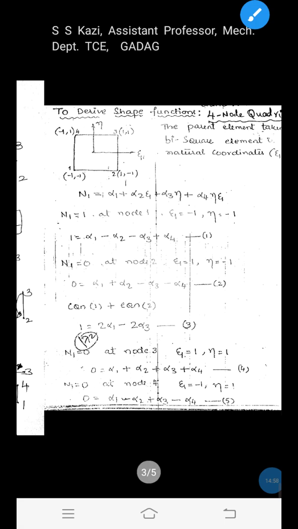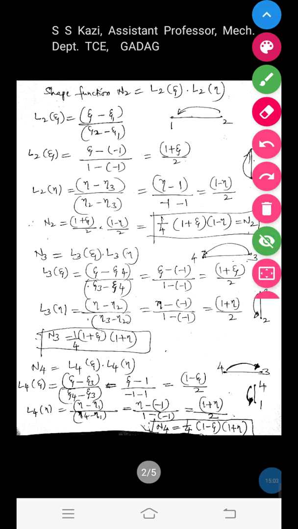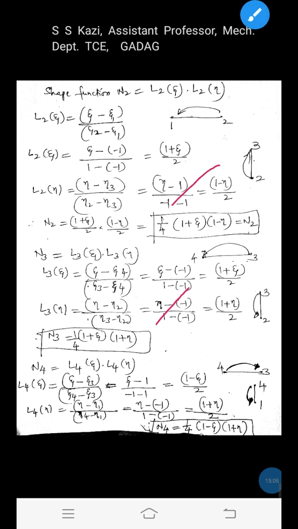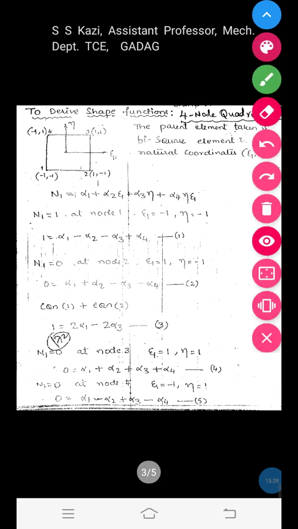Now we will move on to another method. Usually this method is used for the Lagrange method of shape functions. It is a much easier and shortcut method of deriving the shape functions. You just write the expression using the Lagrange formula and substitute the natural coordinate values, and we will get the shape functions. Now one more is the polynomial method of shape functions, which we will also discuss now.